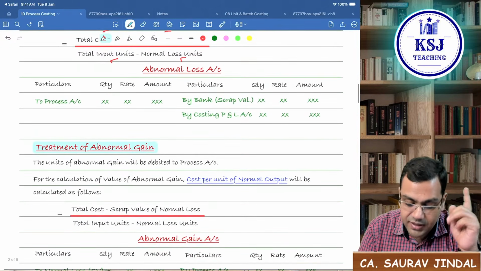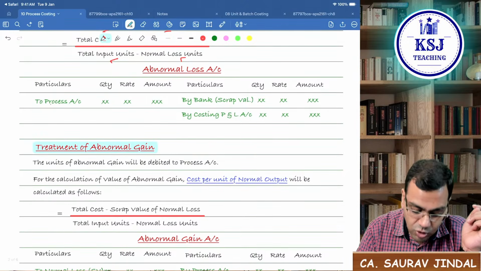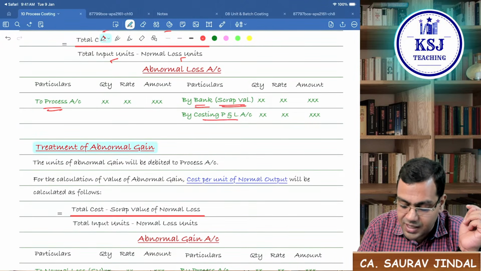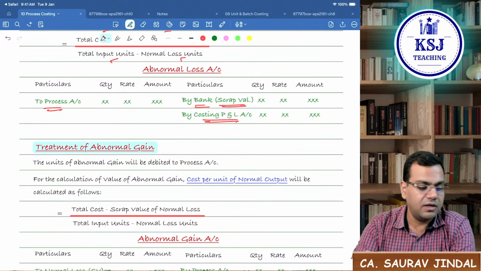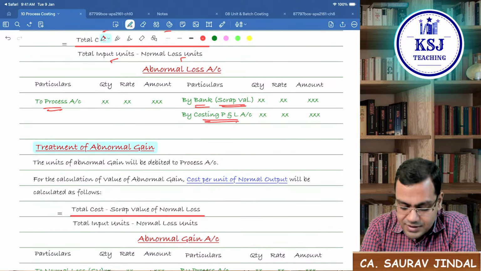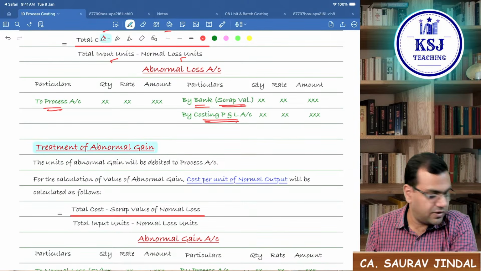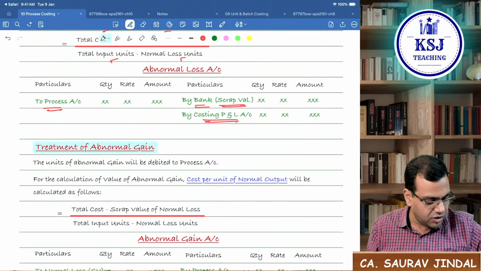Now I've prepared the abnormal loss account here, to process account by bank. That is the scrap value. The remaining amount will be taken to costing profit and loss account. This is the treatment of abnormal loss. Right? This is the treatment of abnormal loss.